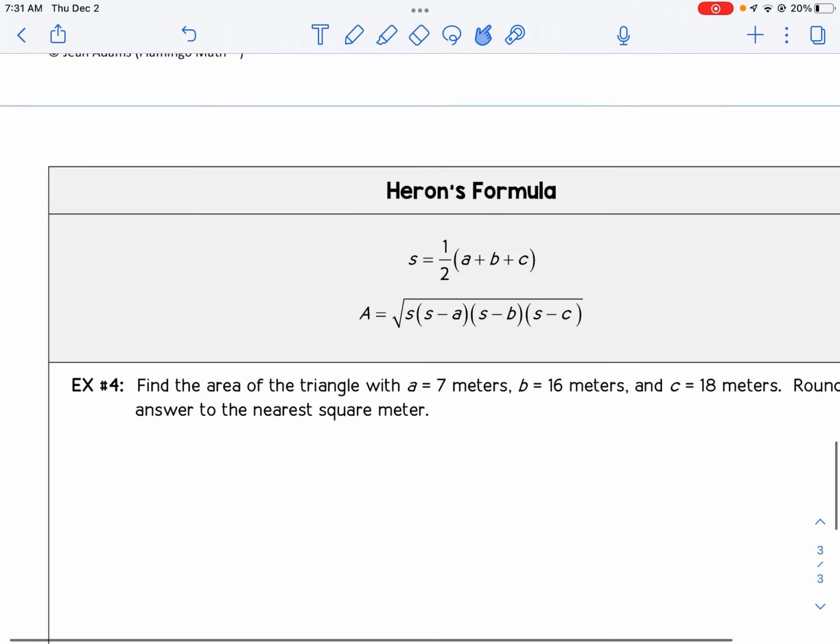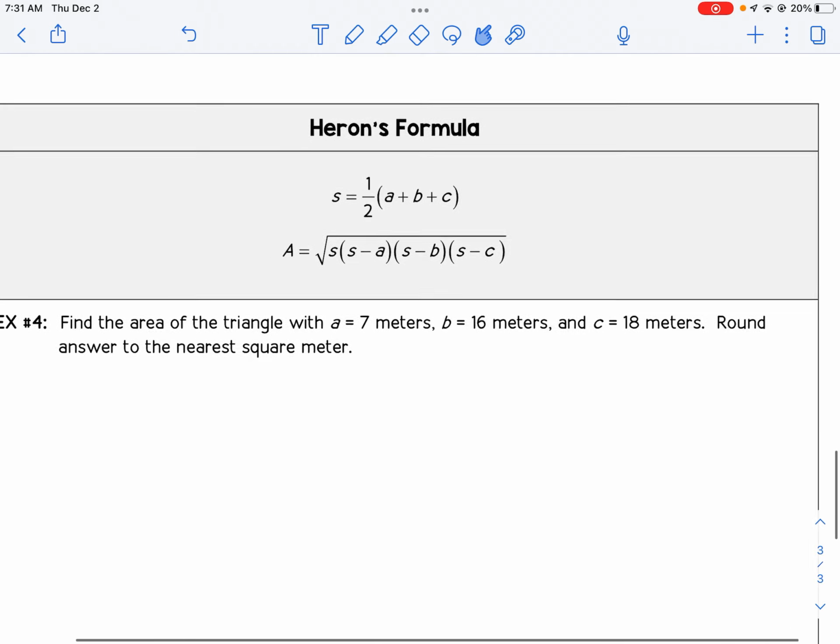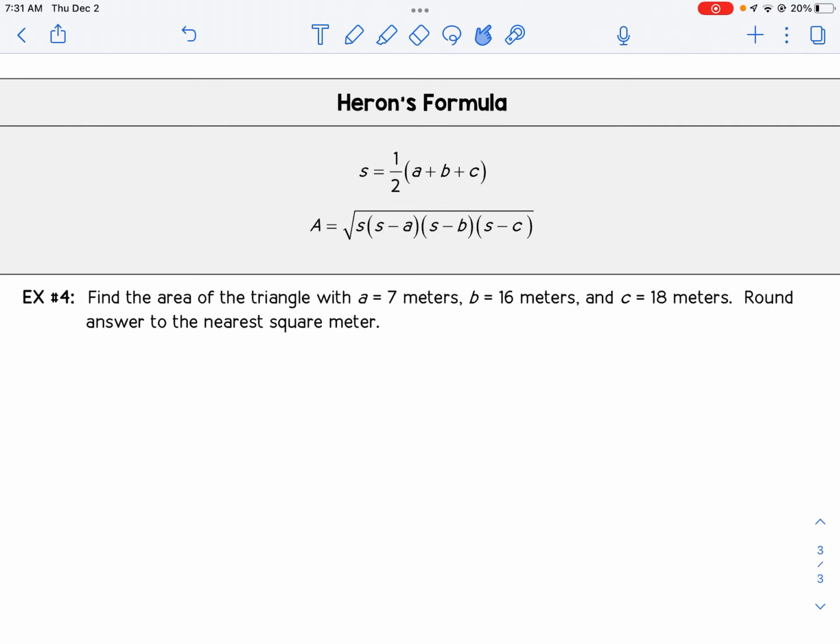Last one here is Heron's Formula. So this gives us a method to find the area of a triangle when you don't know any angles. I know you know how to find the area of a right triangle: area equals 1/2 base times height. And then we talked about how to find the area of a non-right triangle: 1/2 ab sine C, as long as you know side-angle-side. But what if you don't know any of those three? Then you have to use Heron's Formula.